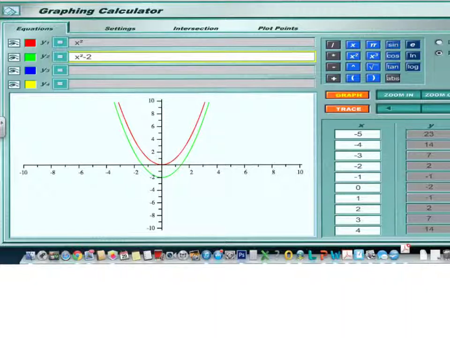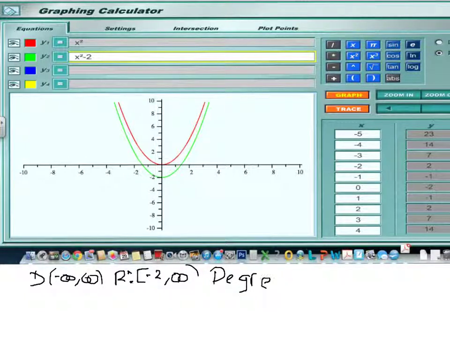So when I look at the domain of that function, it's all real numbers. So the domain is going to be negative infinity to positive infinity. The range is going to be, the lowest value that it could be is a closed interval at negative 2, and then going to infinity is the highest value. This is a polynomial, so the degree is 2, and the number of terms is 1 more than the degree... the terms is 1 less than that, so the number of terms is going to be 1.